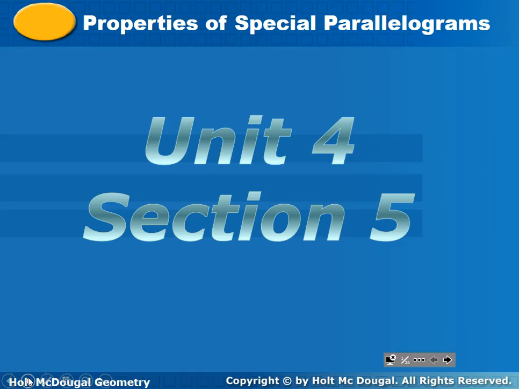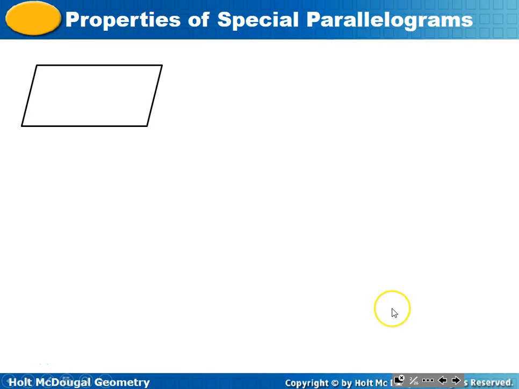So in this lesson, we're going to go over the properties of special parallelograms. First of all, I want to go over and review the properties of parallelograms. When we talk about the properties of parallelograms, we have that opposite sides are parallel. That's what these arrows on the side mean.